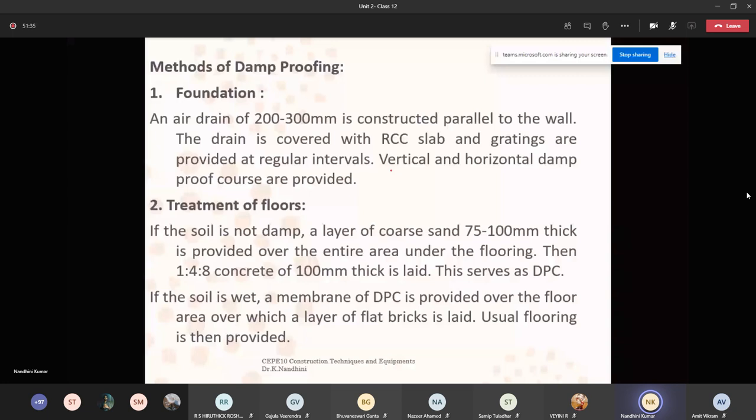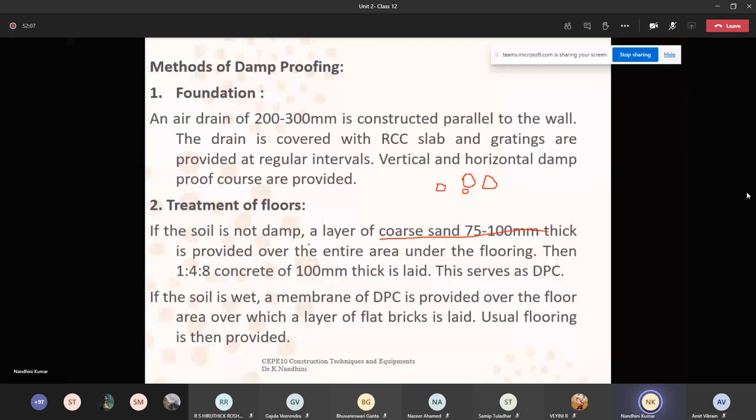For the treatment of floors, if the soil is not damp, a layer of coarse sand is provided. Coarse sand is the bigger sand; fine sand is going to be this. Coarse sand may be a spherical shape, or if it is M sand, it is going to be a crystal shape. The shape may differ. Coarse sand of about 75 to 100 mm thick is provided over the entire area of flooring.